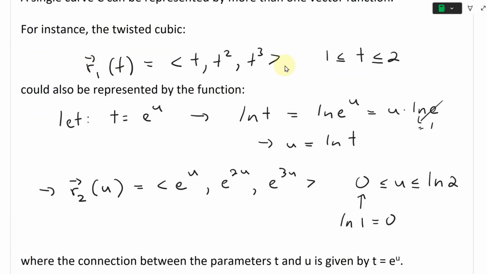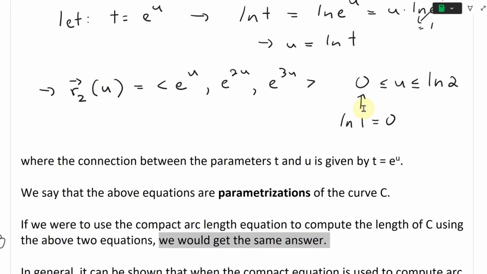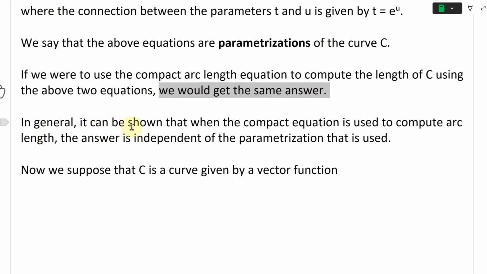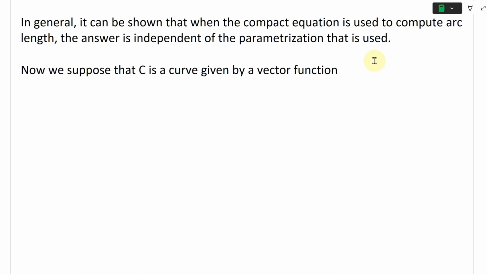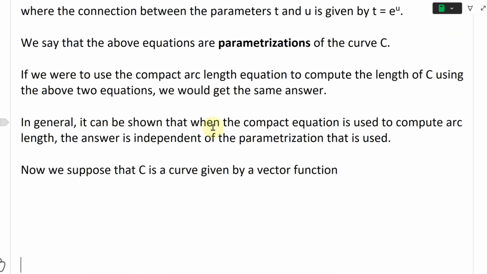If you were to take the arc length of this twisted cubic or this parameterization, you're going to get exactly the same thing. In general, it can be shown that when the compact equation is used to compute the arc length, the answer is independent of the parameterization that is used. That's a proof for another day. The calculus book didn't prove it. I might do it later, but it's pretty straightforward.